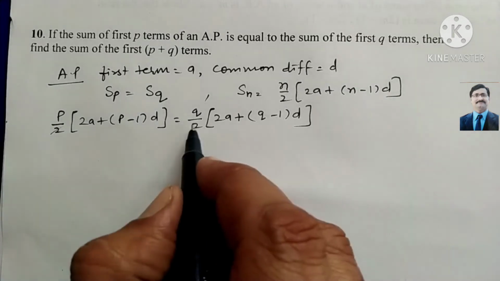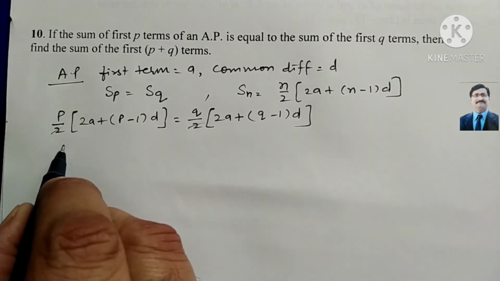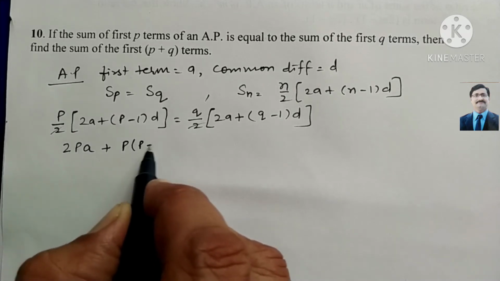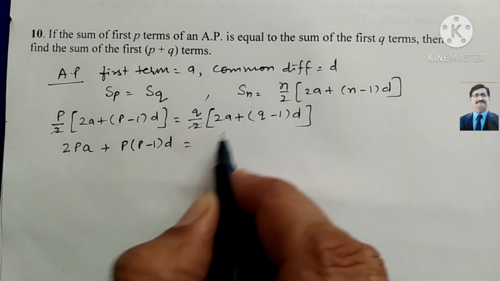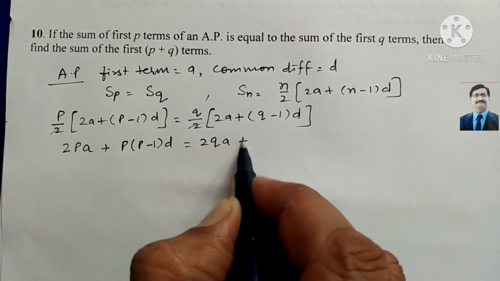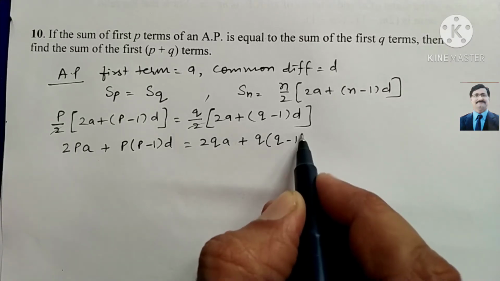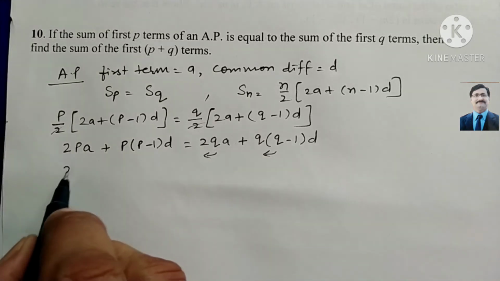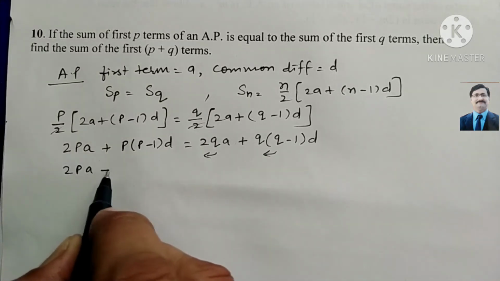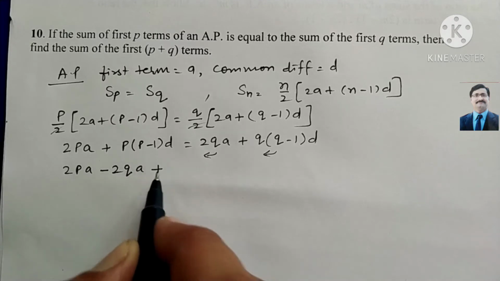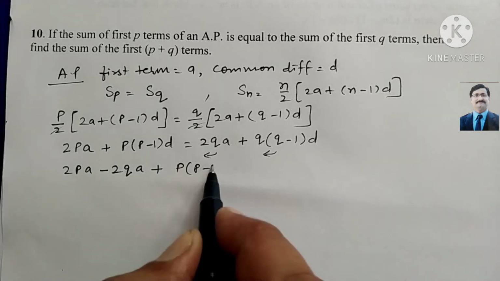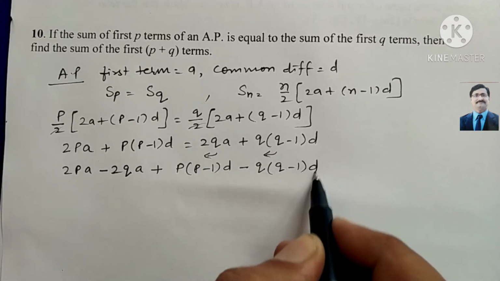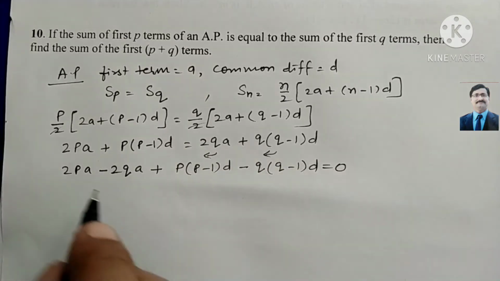First we can cancel the 2 and 2 and open the bracket. We get 2pa plus p(p minus 1)d, and we get 2qa plus q(q minus 1)d, and these we transfer all to one side. We get 2pa minus 2qa plus (p minus 1)d minus (q minus 1)d, and this is equal to 0.